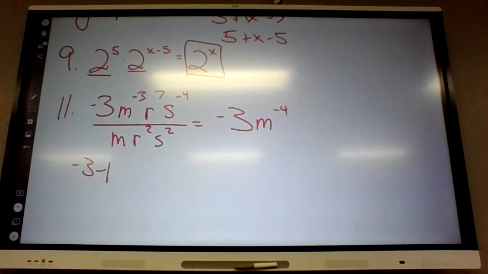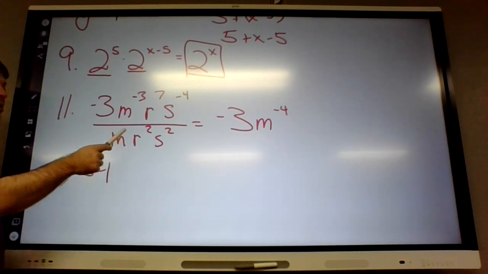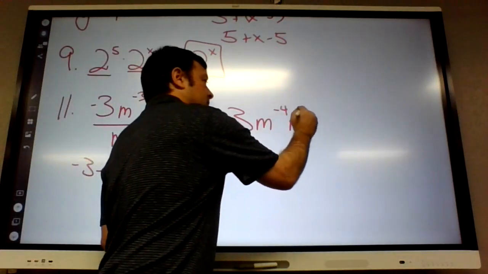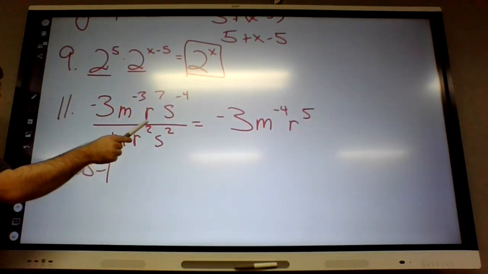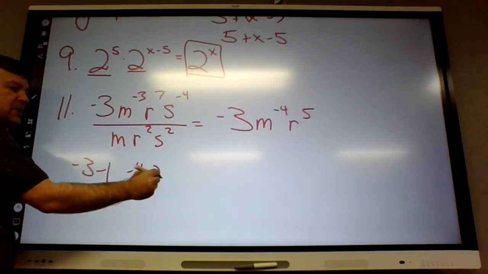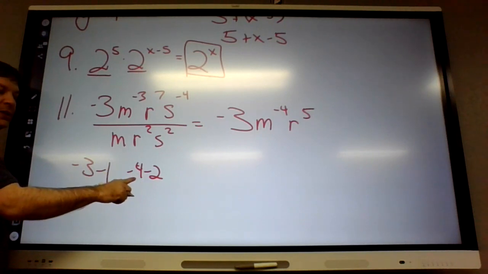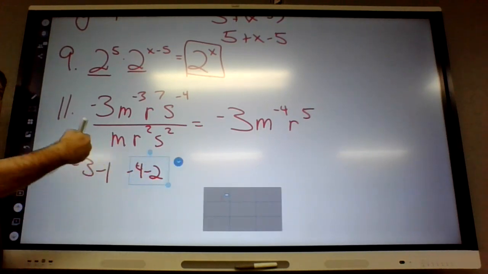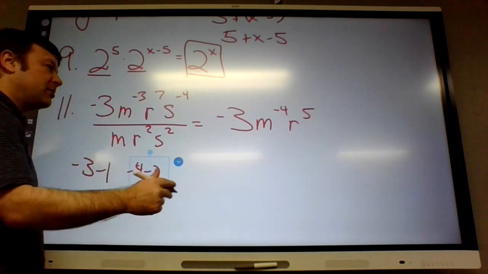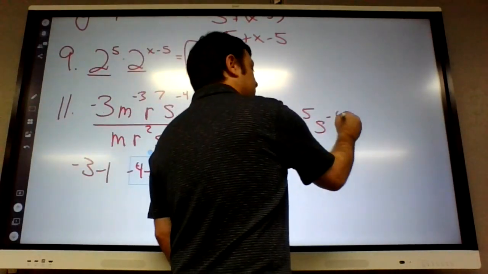Sometimes they say no negative exponents and we have to move that to the bottom, but in this case they said leave it in the numerator, leave it on top. So we're going to leave that alone. And then the r's. 7 minus 2 is 5. And the s's. Negative 4 minus 2 is negative 6. Now if you still struggle, this is basically left 4, left 2, so it's like left 6, which is negative 6. If you still struggle with that, just plug it in your calculator, make sure you get it. So s to the negative 6.